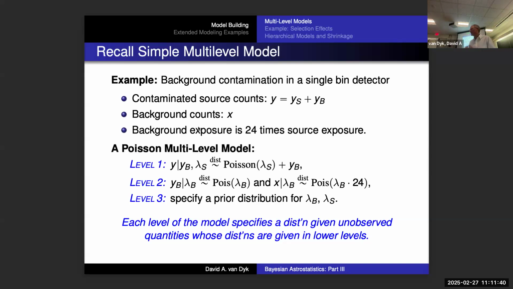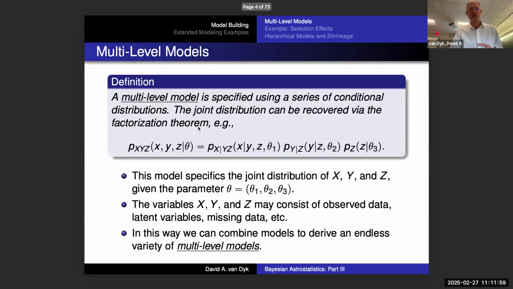Why do you do this? This is a very simple problem, but more generally, why do we do this is because it enables us to conceptually think about the complexity one step at a time. So simplify the problem by conditioning on things, and then later in the model specification, specifying a model for the things we had conditioned upon.